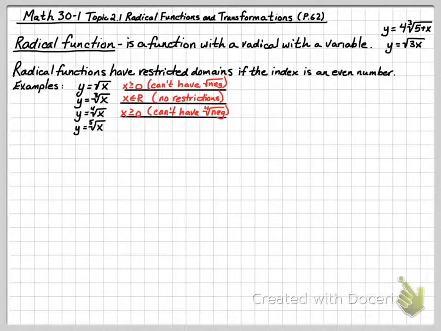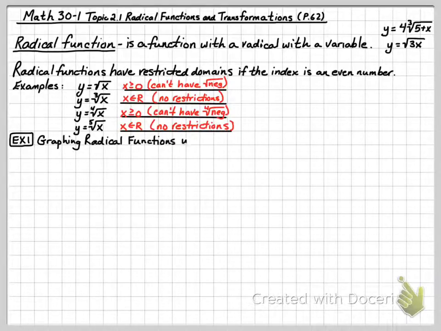If we go to y equals the fifth root, again it is the same as the cube root. There are going to be no restrictions because the fifth root of -32 will give me -2. So we're going to say x can be any real number. Following this same pattern, if there's an even index on our radical, there has to be a restriction. However, if there's an odd index, there doesn't have to be a restriction.